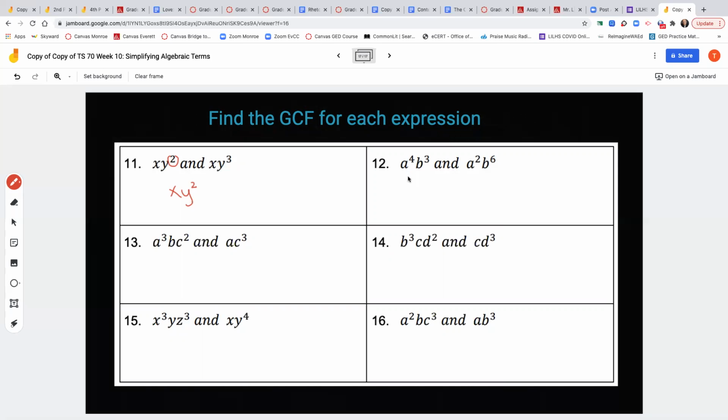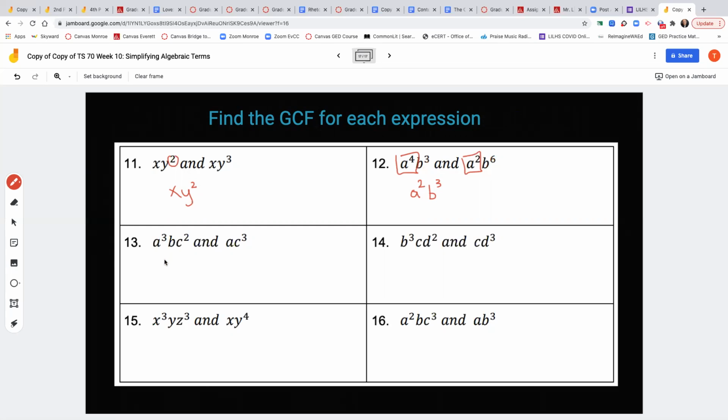Let me do the next one here. Number 12, I've got a to the fourth, b to the third, and then I've got a to the second, b to the sixth. You see these right here? The greatest common factor between those two variables is a squared. Now, I've got b to the third and b to the sixth. The greatest common factor between those is b to the third, because here it's b to the third, and this is b to the sixth. So the greatest common factor is a squared b to the third. I know this is a bit of a stretch here.